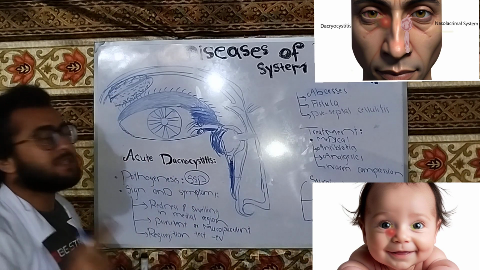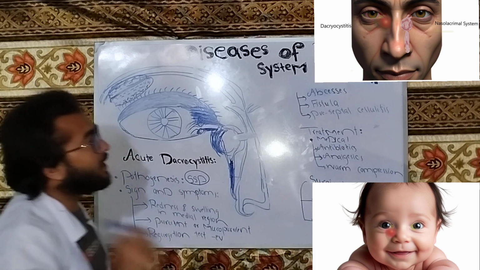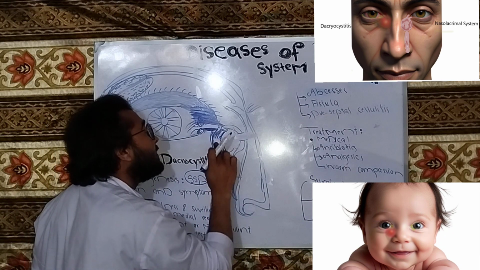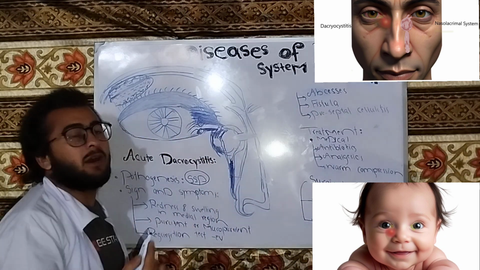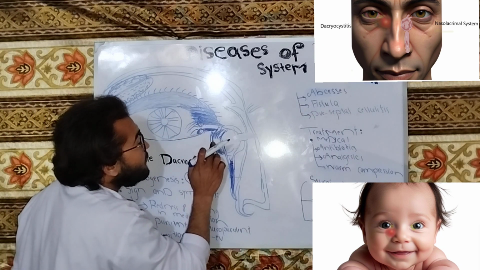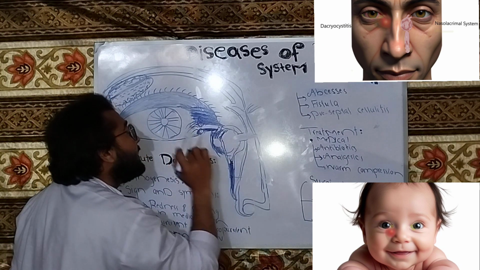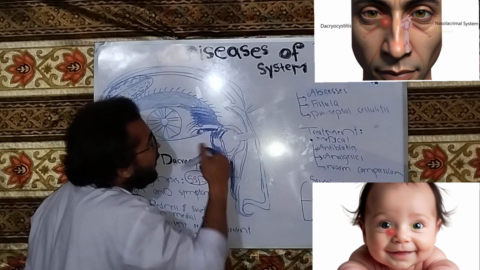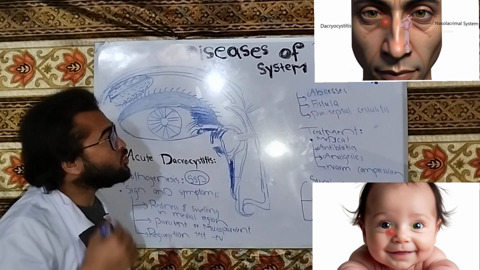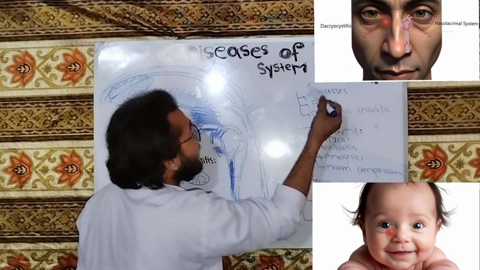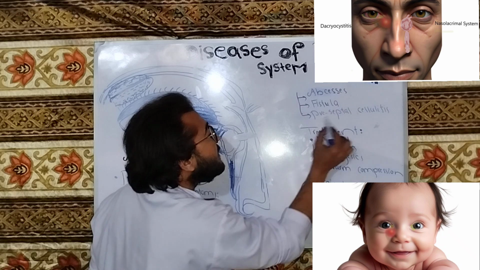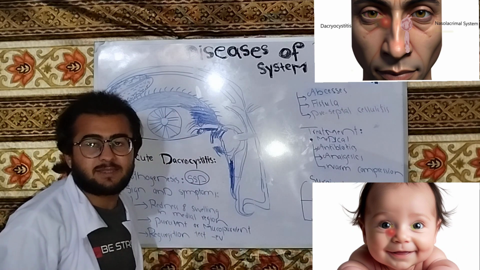And if the condition is not treated promptly and in a timely manner, there will be abscess formation. Abscess formation can happen in the region of the lacrimal sac. A fistula can form. The abscess can rupture and the pus can come out of the lacrimal sac. It is called fistula formation. So there can be formation of abscess, fistula, and it can lead to pre-septal cellulitis.